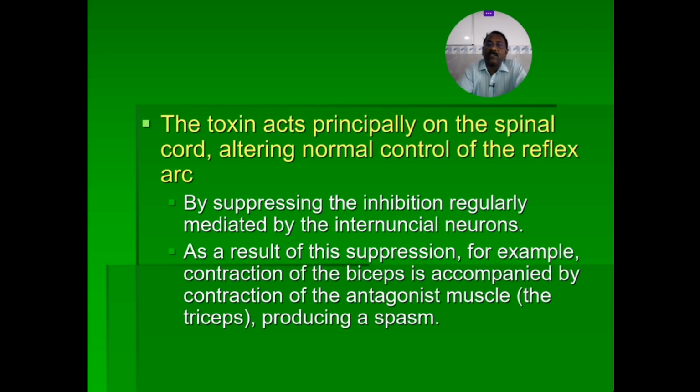The toxin also acts principally on the spinal cord, altering the normal contraction of the reflexes. That is how people have spasms, bowing of the neck, and movement of the thorax and abdomen, with hyperextension of the neck and jaw. By suppressing the inhibition normally mediated by the inhibitory interneurons, contraction of the biceps, for example, is accompanied by contraction of the antagonist muscle like the triceps, producing spasm. So both agonist and antagonist muscles go into spasm.